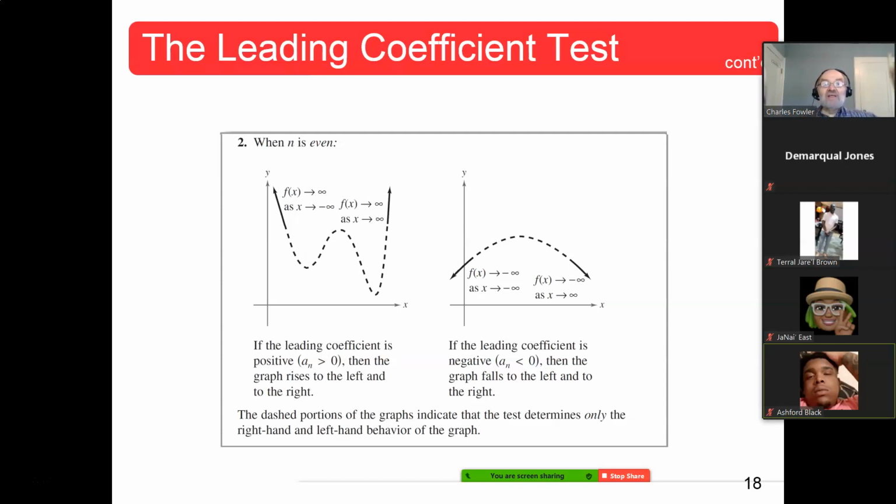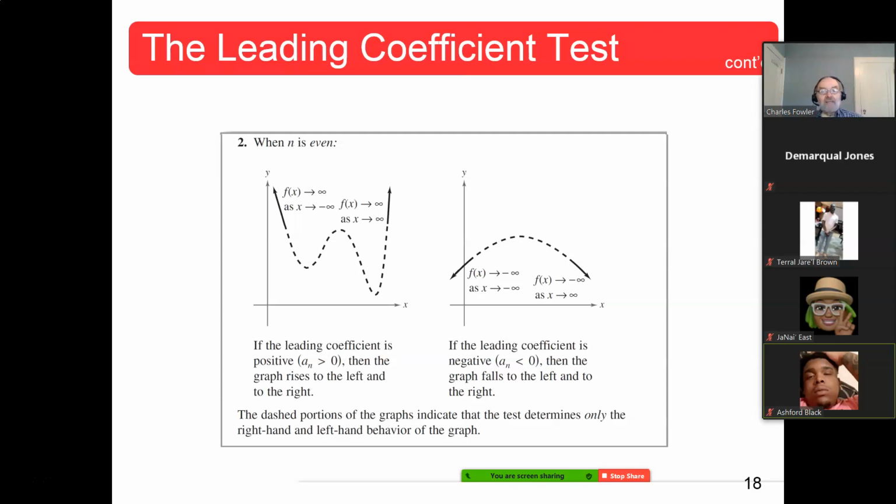If n is even, it's going the same direction, either up and up or down and down, depending on that leading coefficient. If that leading coefficient is positive, it's got to be going up and up. If its leading coefficient is negative, it's got to be going down and down. And here's how we express it. As x goes to negative infinity, f of x goes to infinity. As x goes to positive infinity, f of x goes to positive infinity. That's when n is even and the leading coefficient is positive. However, if n is even and the leading coefficient is negative, everything is going down in the long run.